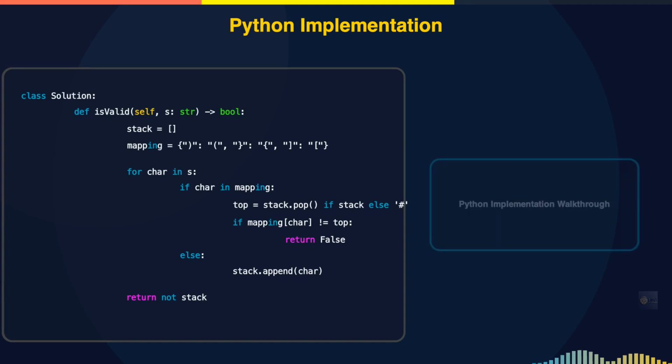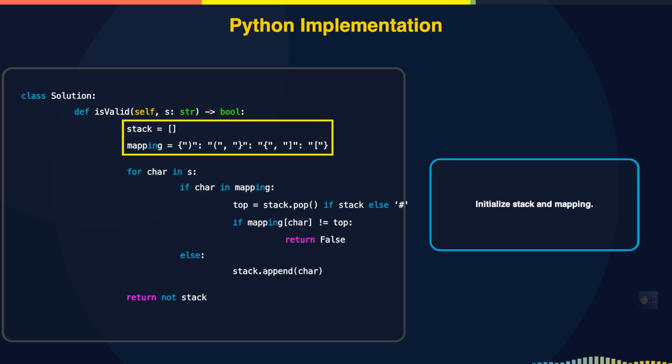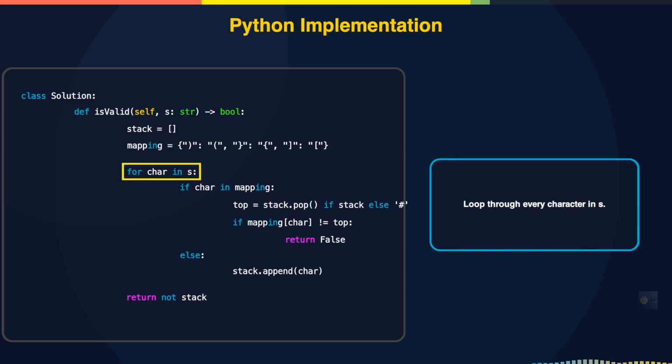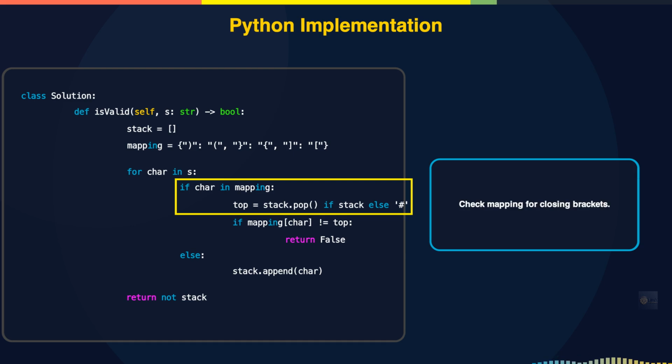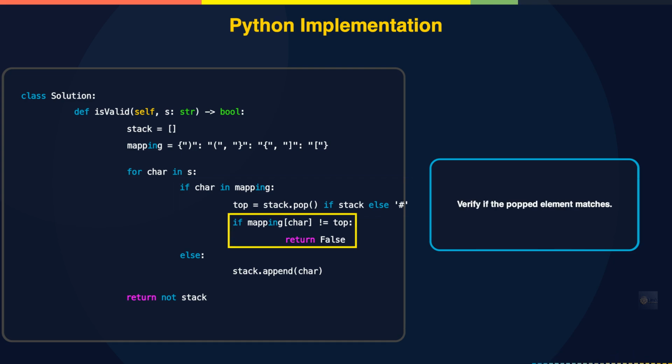Result: true. In our Python solution, we use a dictionary to map closing brackets to their opening partners. This makes our checks super clean. We initialize an empty list to act as our stack. We loop through every character in the string. If the character is a closing bracket, we check if the stack is empty. If it is, or if the top of the stack doesn't match our dictionary, we return false immediately.